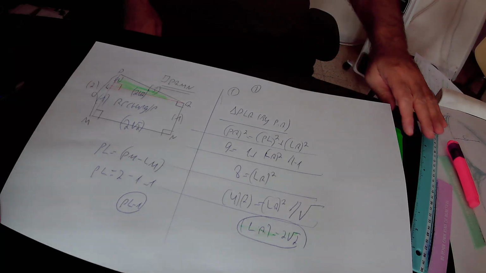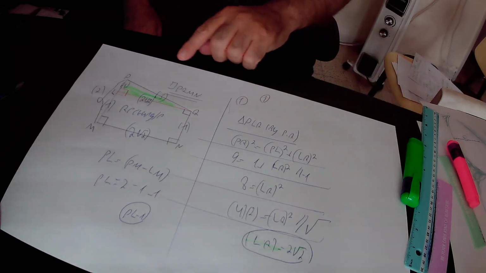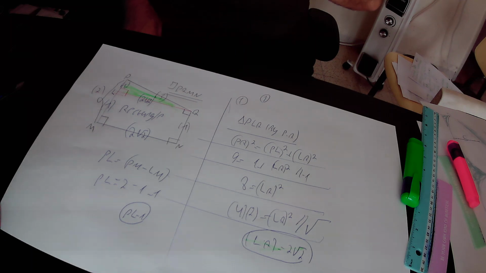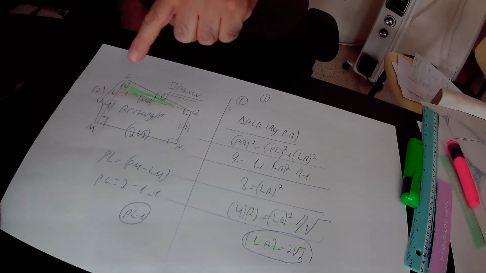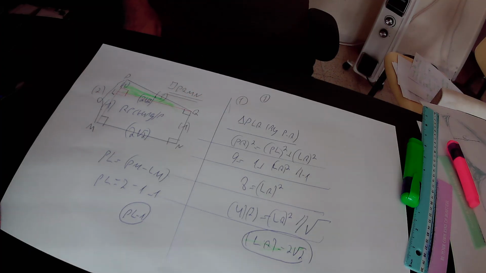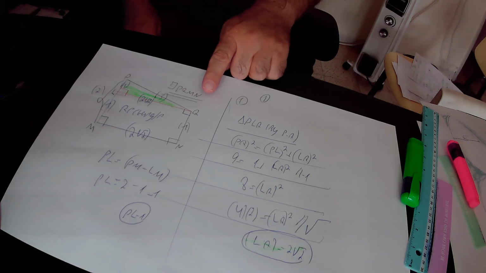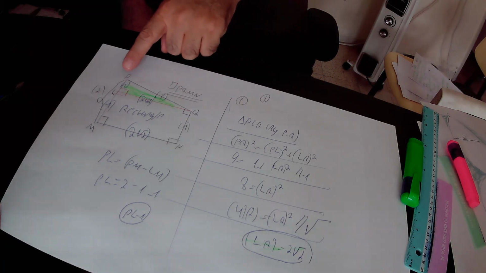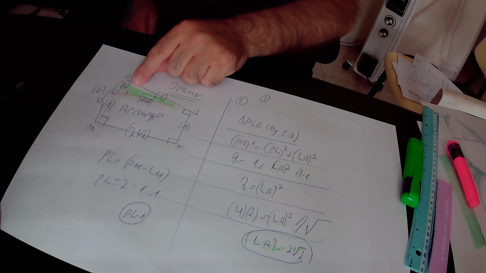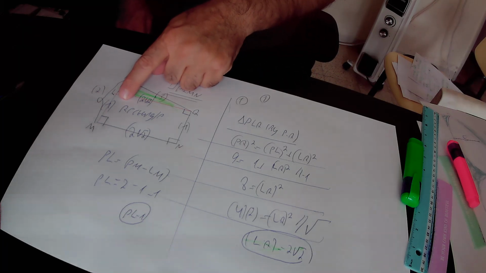This is quadrangle PMQN, the control drawing. From point Q, we draw a perpendicular on PM. So this angle equals 90 degrees, and this angle also equals 90 degrees according to our construction.